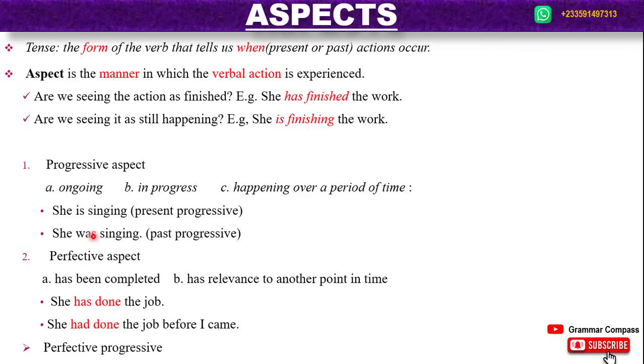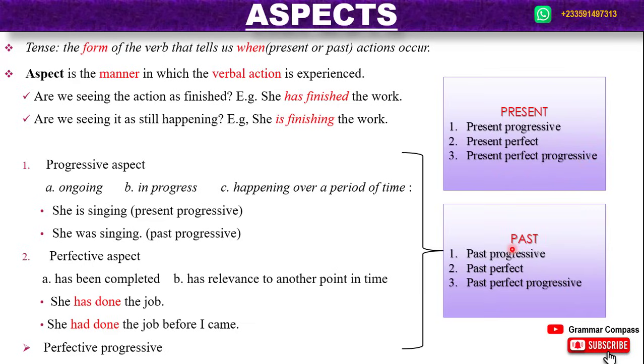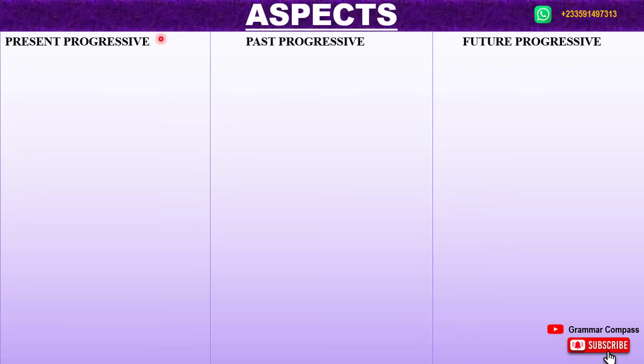We are going to take these aspects one after the other and see how they are used in English. Under present tense, we will look at the present progressive or the present continuous, present perfect or the present perfect progressive. And under past tense, we will look at the past progressive, past perfect and the past perfect progressive. Let us start with the progressive aspect. Whenever an action is progressive, it means that it is continuous.